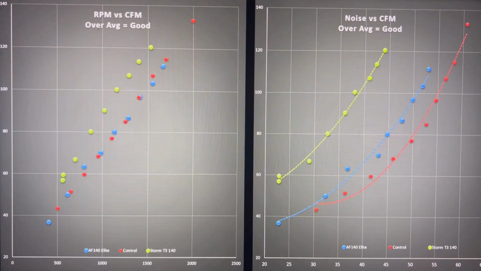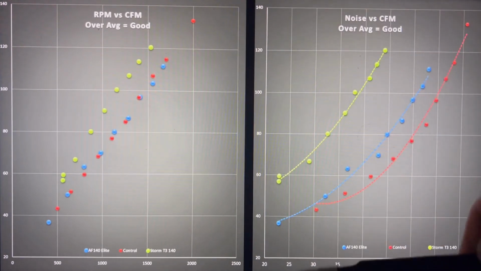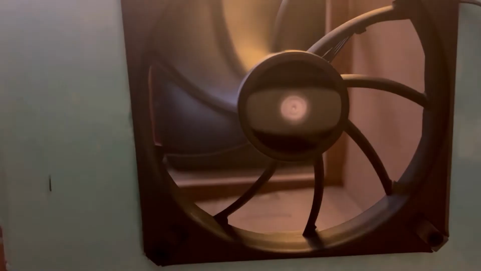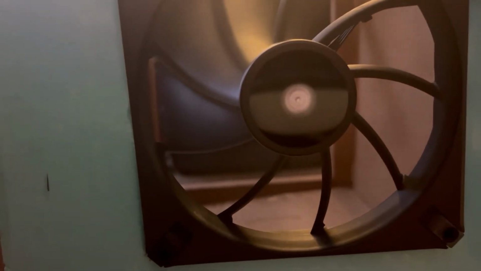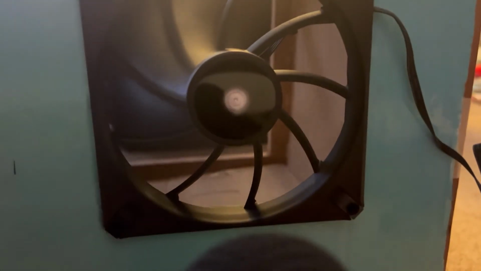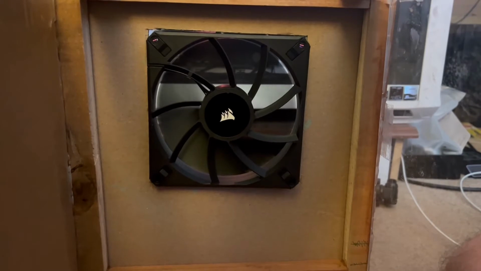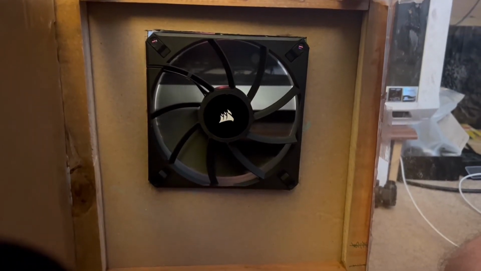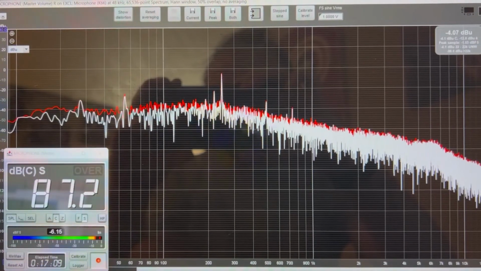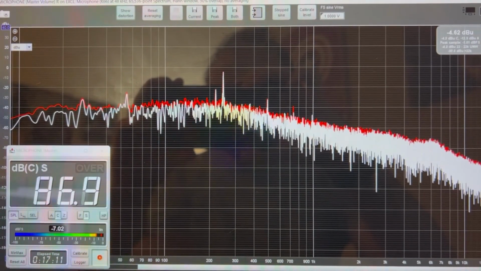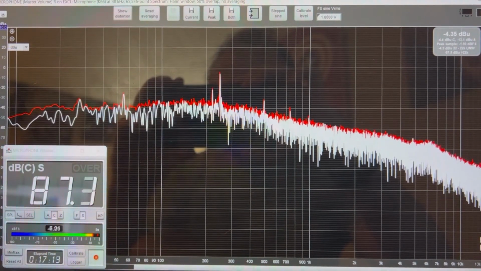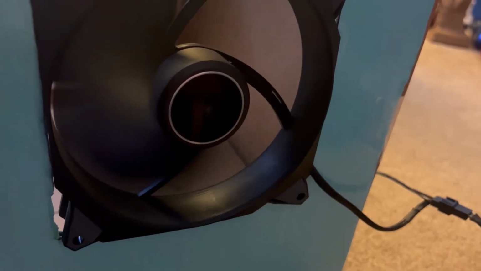I think I forgot to mention CFM, RPM, CFM, decibels. Corsair AF140 Elite. Antec Storm T3.